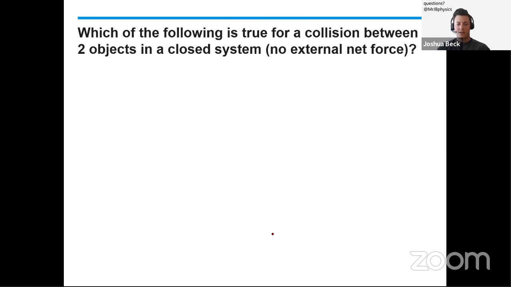So I want to transition away from individual objects and instead put them in a system, put them together. So which of the following would be true for a collision between two objects in a closed system? Closed system means that there's no external net force. Okay, so we're not going to have a frictional force that's slowing these things down as they move. We can have external forces. We might have the force of gravity and the normal force, but those are balancing each other out. There's no net external force. So that keeps it a closed system.